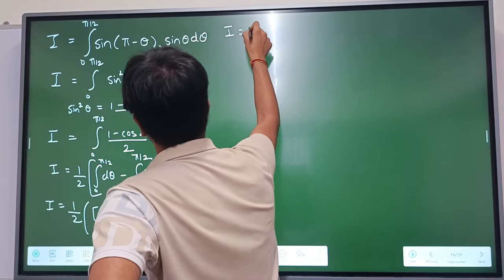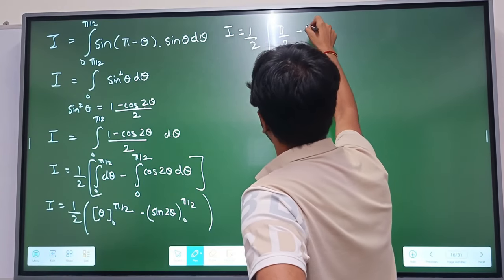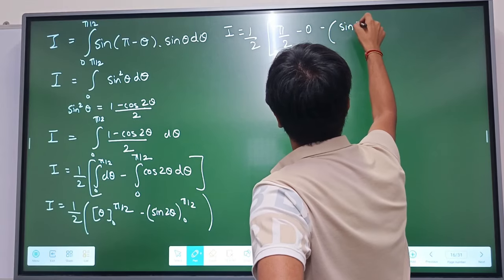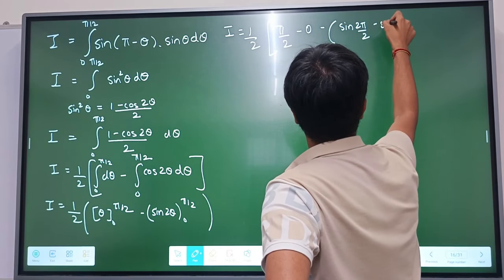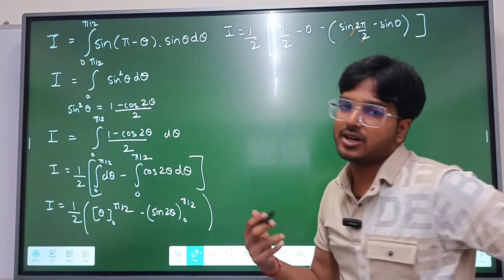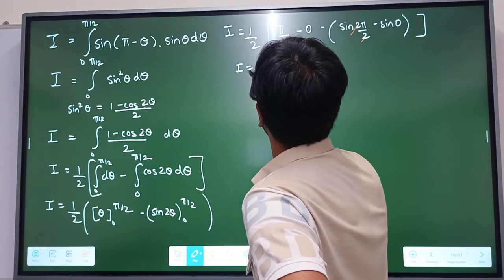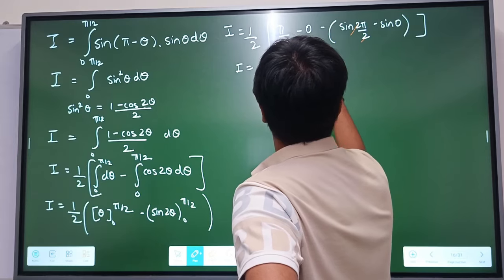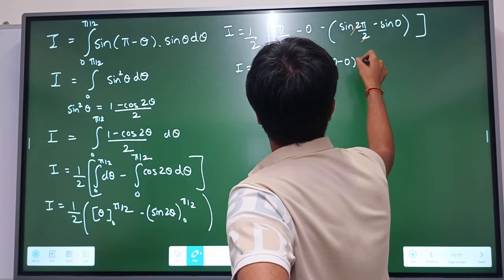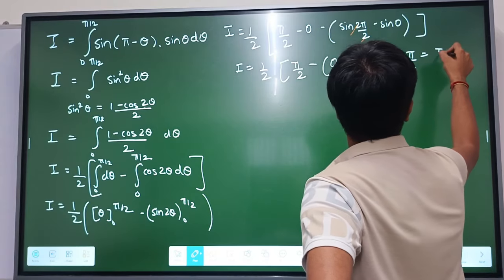So I value would be 1 by 2 times, substitute pi by 2 minus 0, minus of sin 2 pi by 2 minus sin 0. Sin 2 pi by 2, that is sin pi. What is sin pi? Sin pi is 0. So I would be pi by 2 minus sin pi, 0 minus 0. So finally 1 by 2 into pi by 2, that is pi by 4.